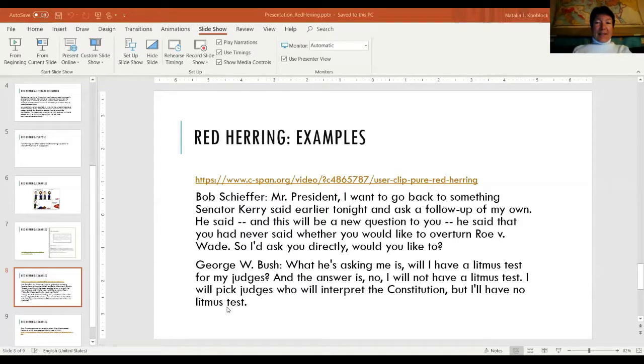It is interesting that George Bush refused to answer this question. Whatever it was that made him decide to avoid giving a direct answer of yes or no, we don't know, but we have the evidence that he gave the listeners a red herring instead of a direct answer to this pretty important question, right?